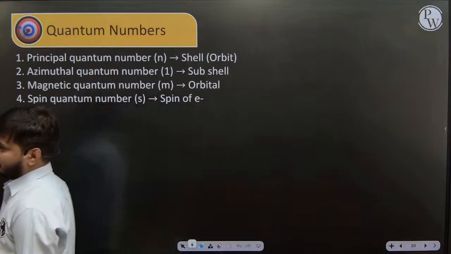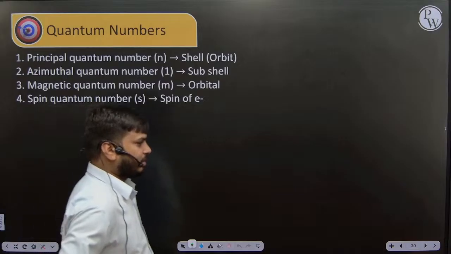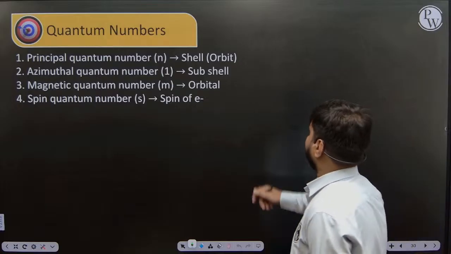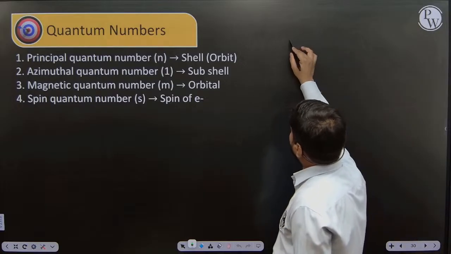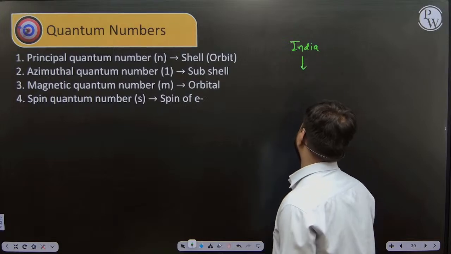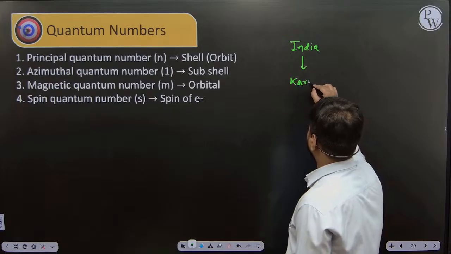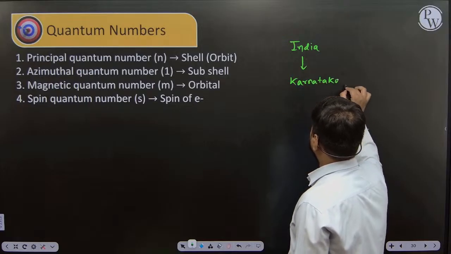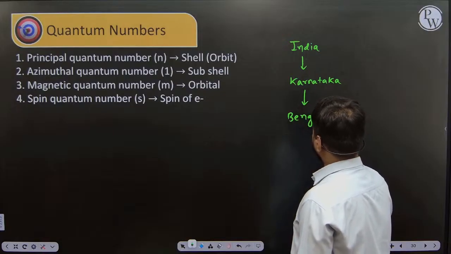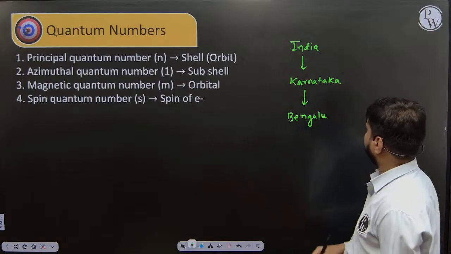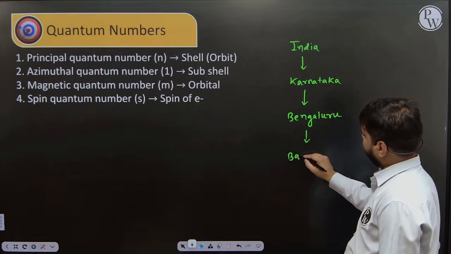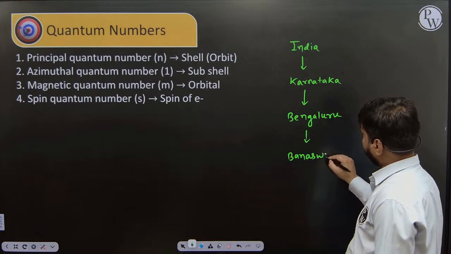Quantum numbers. So let's talk about these quantum numbers. What are quantum numbers? Suppose you are living in India. In India, you are living in Karnataka. In Karnataka, you are living in Bengaluru. And in Bengaluru, you are living in Banaswadi.